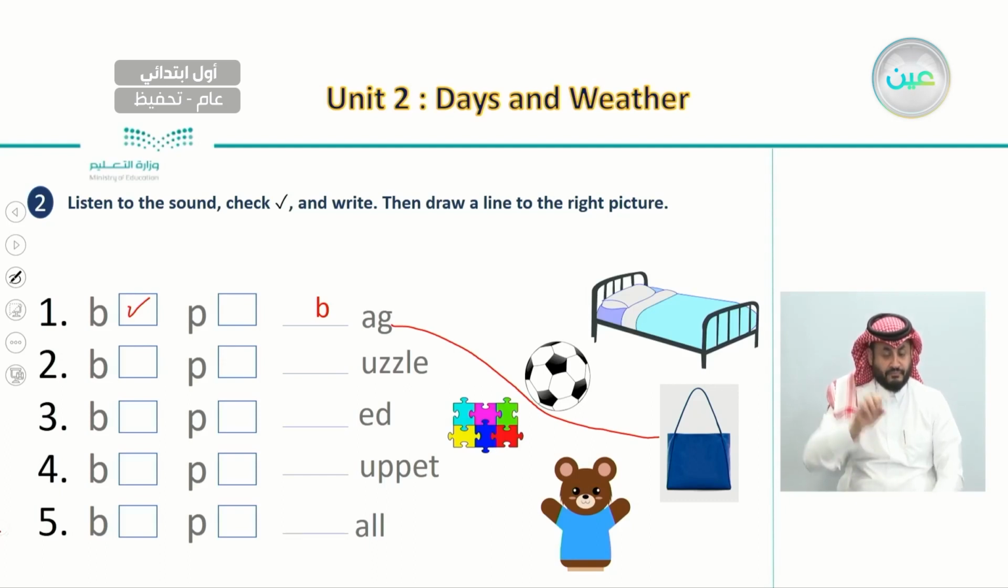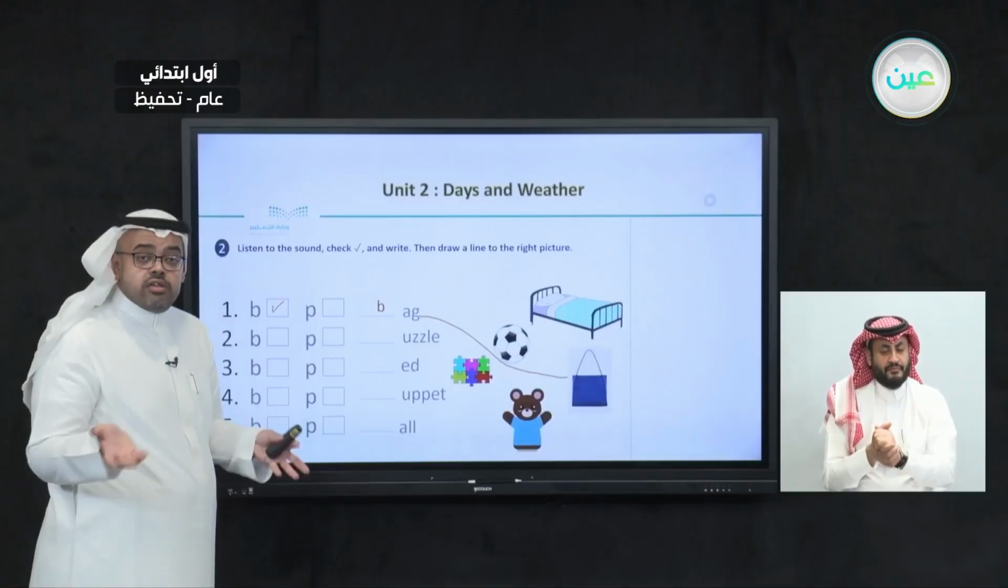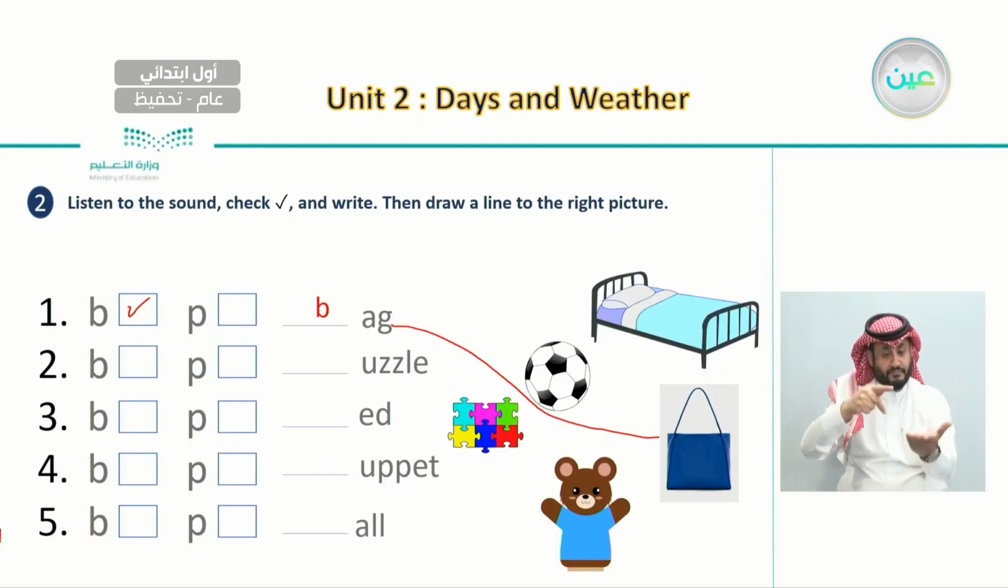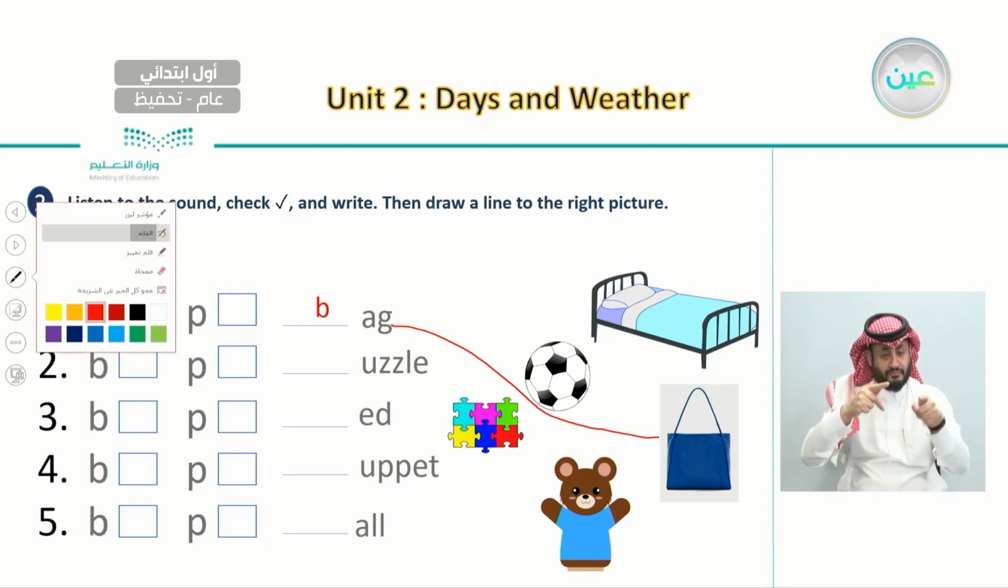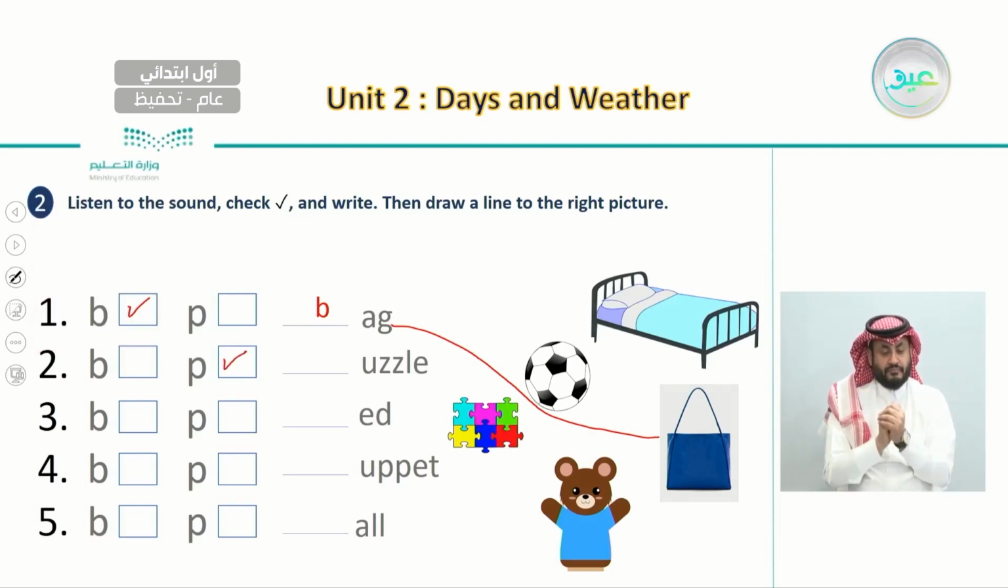Puzzle. So puzzle starts with letter B or P. What do you think? Puzzle. It is, of course, starts with letter P. So here we go. We put a check mark here, and we write letter P. And then the other part is we match the word to the picture.